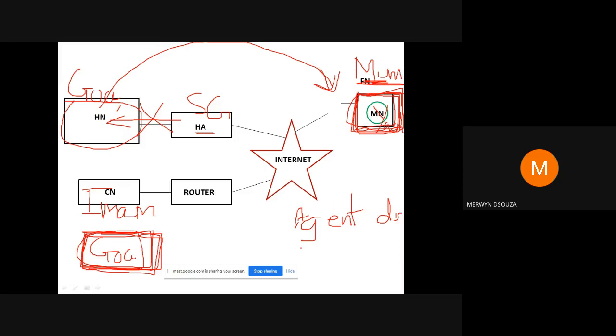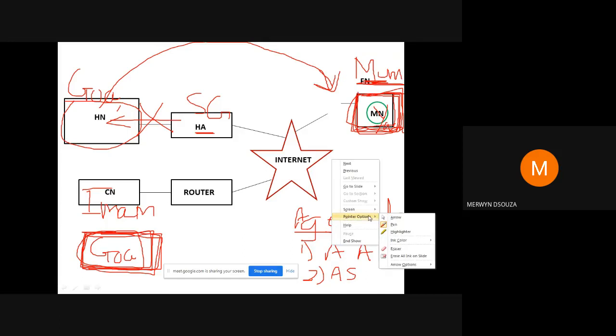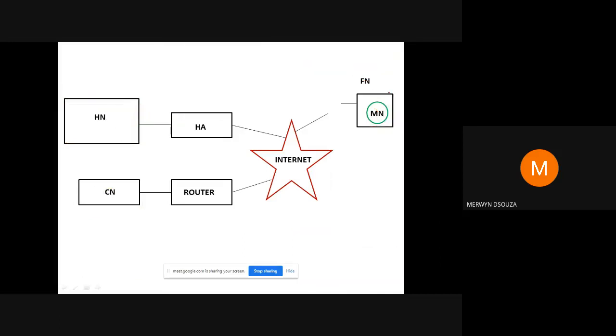There are two ways of doing agent discovery. We'll go into details later. One is known as agent advertisement. The second is known as agent solicitation. So there are two methods of finding this agent: agent advertisement and agent solicitation. Through this process of agent discovery, we are finding the agent responsible for this foreign network, or this new network.